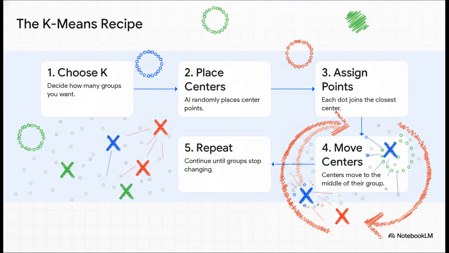The whole thing really boils down to these 5 steps. We pick how many groups we want. The AI plops down some random starting points. Then it just goes into a simple loop. Assign all the dots to a team, move the team center, and then just repeat until the groups don't change anymore. Let's actually watch it happen.